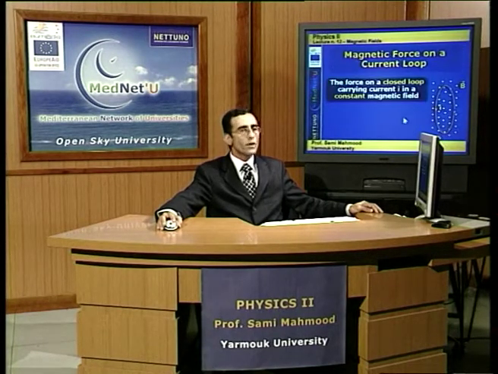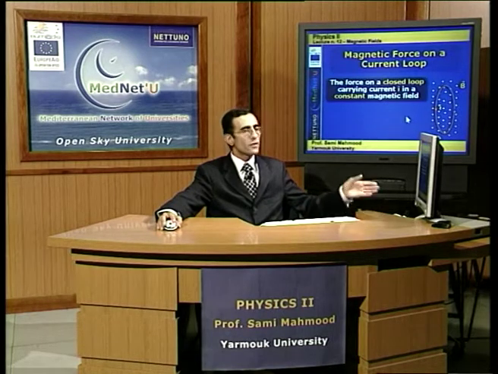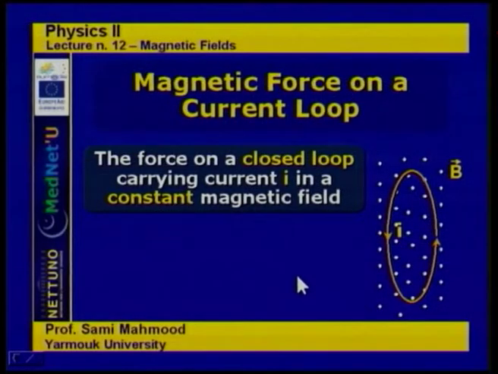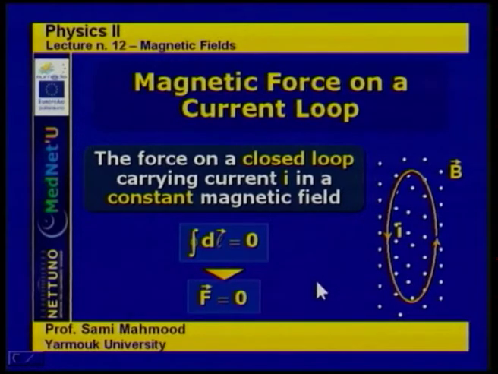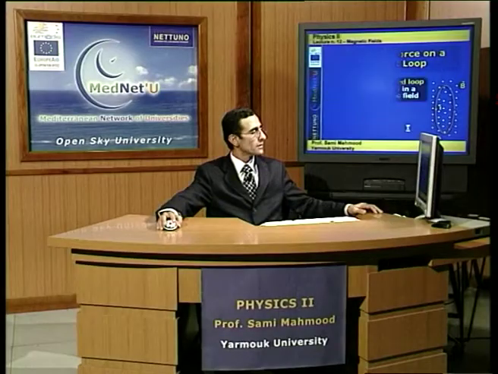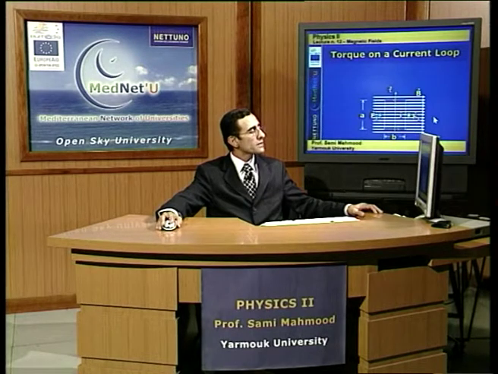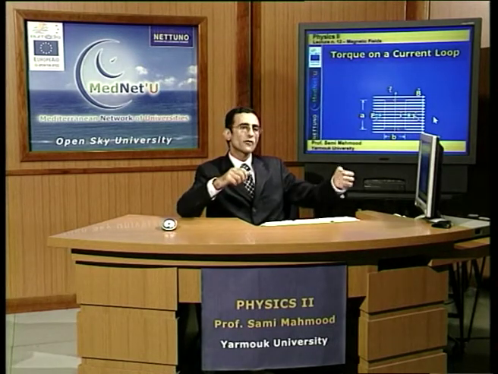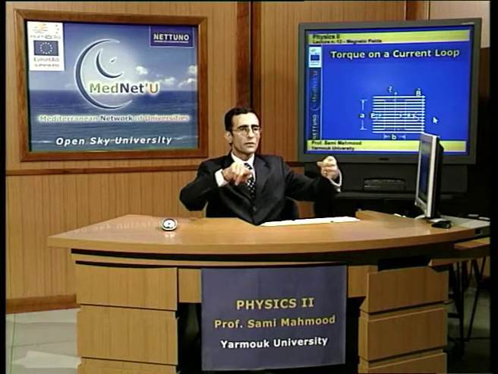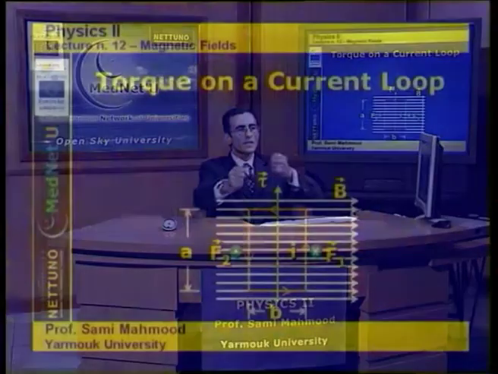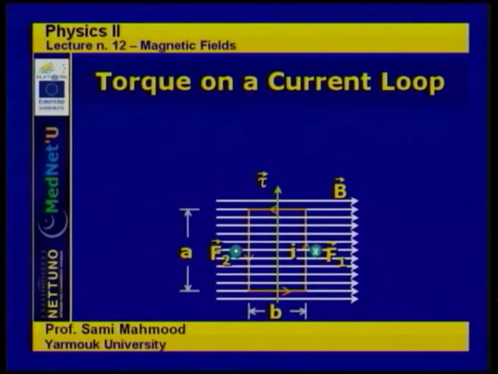If we now consider the magnetic force on a loop, the loop experiences no net magnetic force, because the integral over dl is equal to 0, and thus the net force on the loop is 0. That means the loop does not translate in the magnetic field. However, because the forces acting on the different sides of the loop act in different directions and at different points, they exert a rotational effect on the loop. So a loop in the magnetic field, as shown in this figure, would rotate.